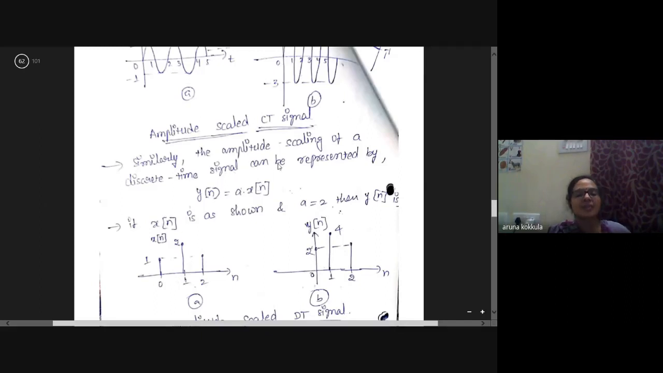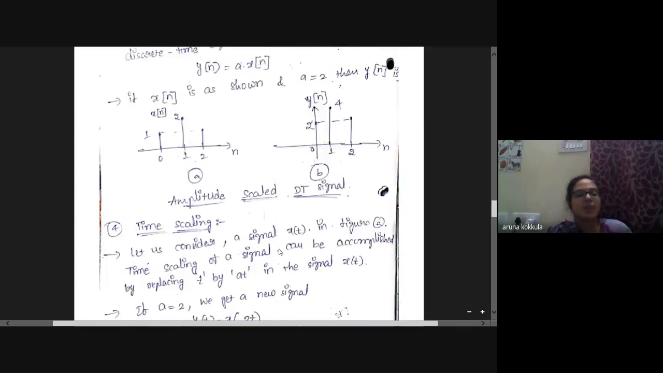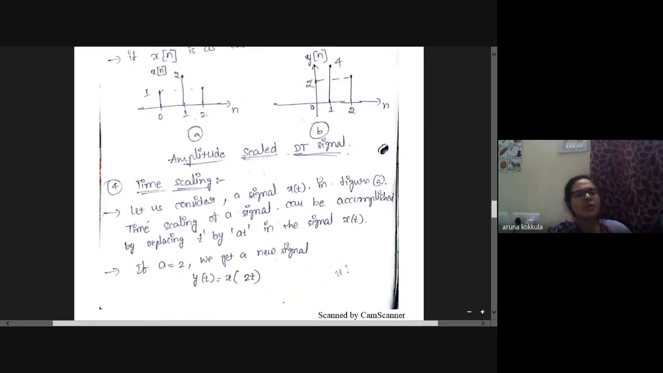Amplitude scaling of a discrete time signal can be represented by y of n is equal to a into x of n. If a is equal to 2, your actual signal is different, 0, 1, 2 with the magnitude 1 to 1. If it is multiplied by 2, your y of n is equal to magnitude 2, 4, 2. Mostly all the operations dealing with time will be somewhat difficult, but if it is dealing with the amplitude, it is easy.